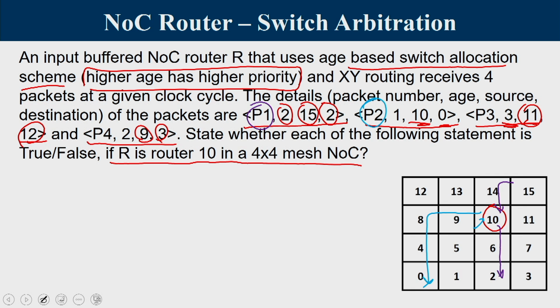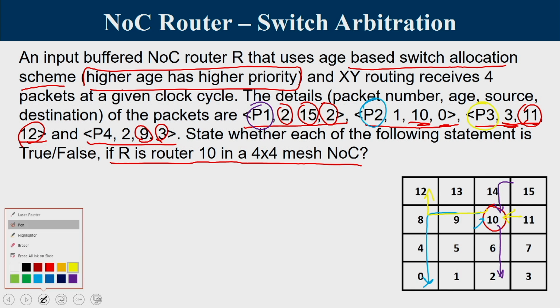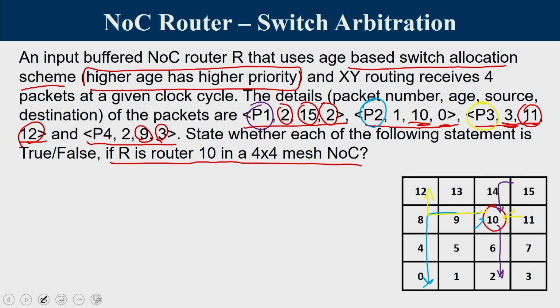Now, P3 is coming from 11 and going to 12. That is P3's case. And finally, we have P4, which is coming from 9 and going to 3. That is all about P4. So, these are the 4 packets that are coming.